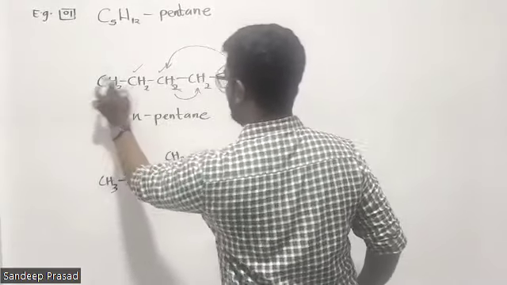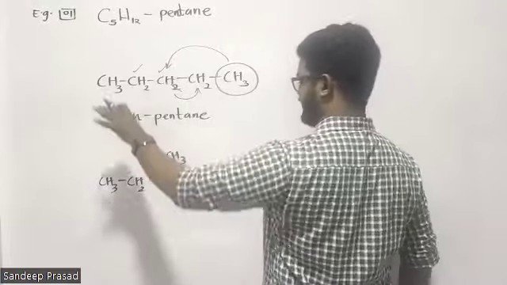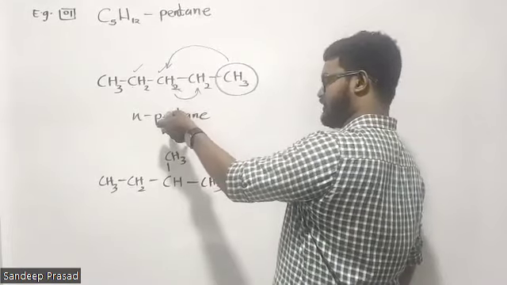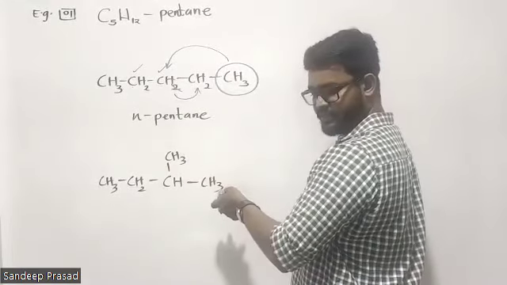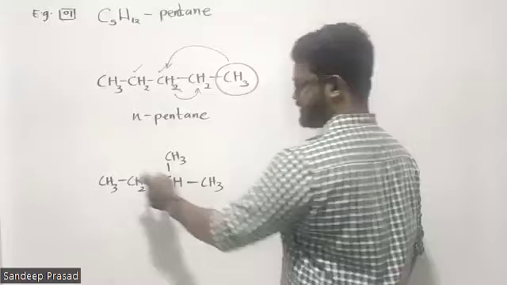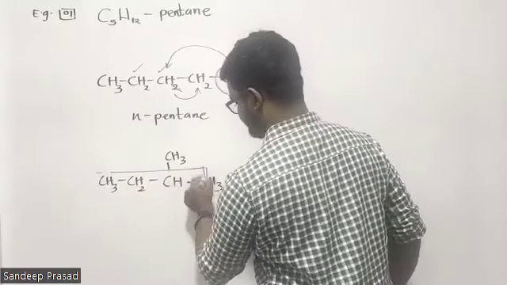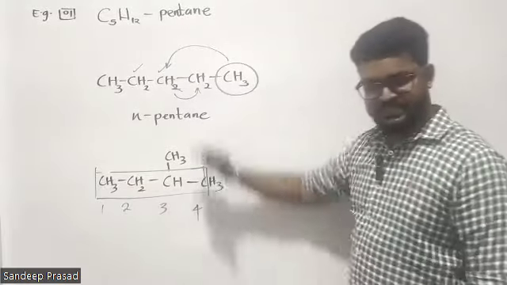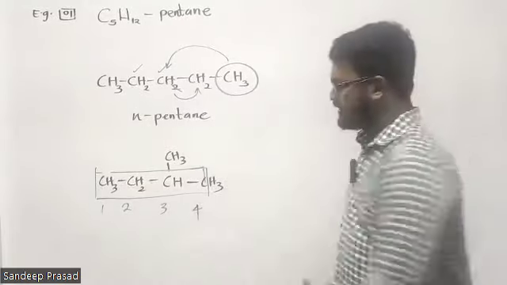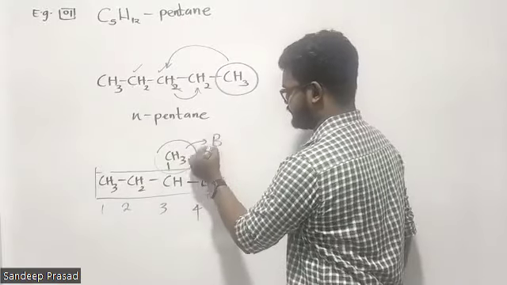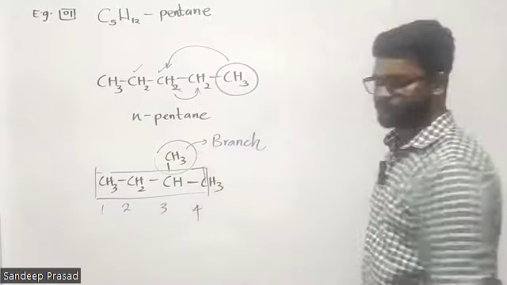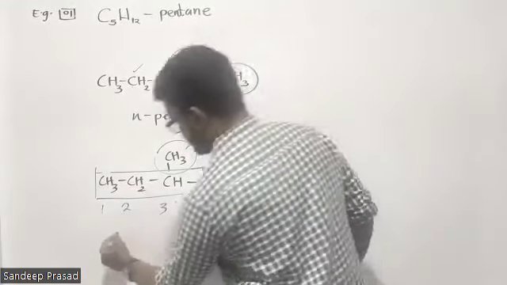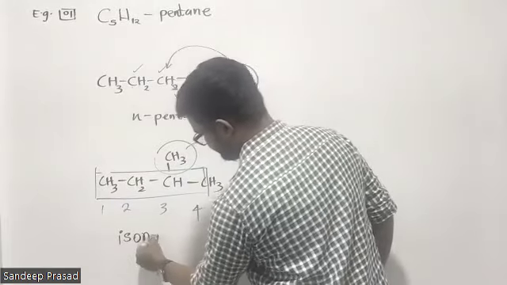In the parent chain, there are 1, 2, 3, 4 linear carbon atoms, 5. 1, 2, 3. If you want to go upside, it is not directly in a straight line. So let me take the straight line. Then how many carbon atoms are there? 1, 2, 3. Can you see that the carbon chain has been changed? This becomes a branch. Right? This is known as isopentane.